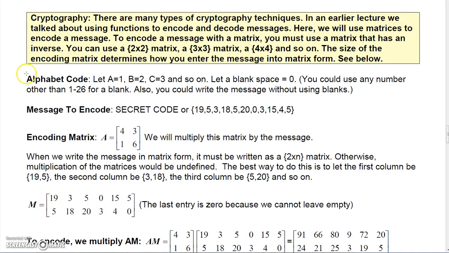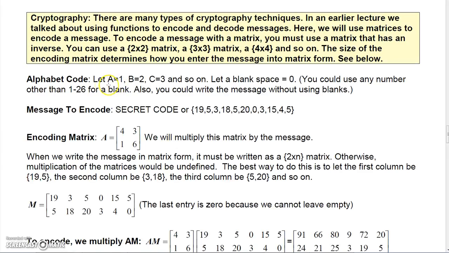One of the applications of matrices and their inverses is cryptography, which is the method of encoding and decoding secret messages. There are lots of ways that you can encode a message, but one such way is to use a matrix. Let me show you how it works. You've got to know how it works in order to be able to do this.